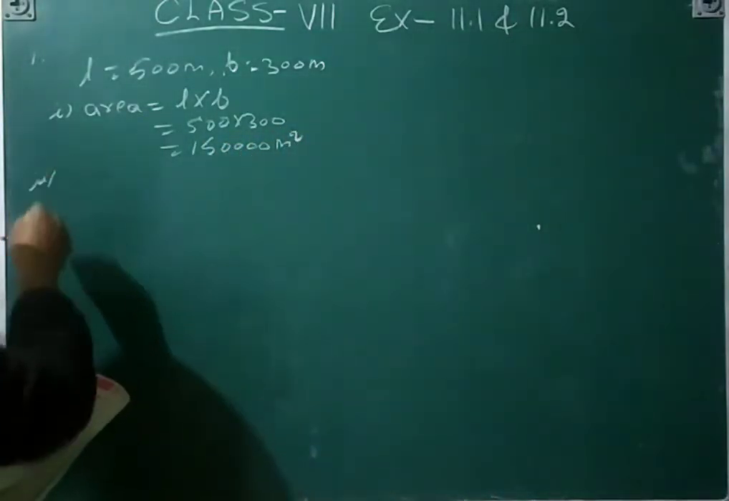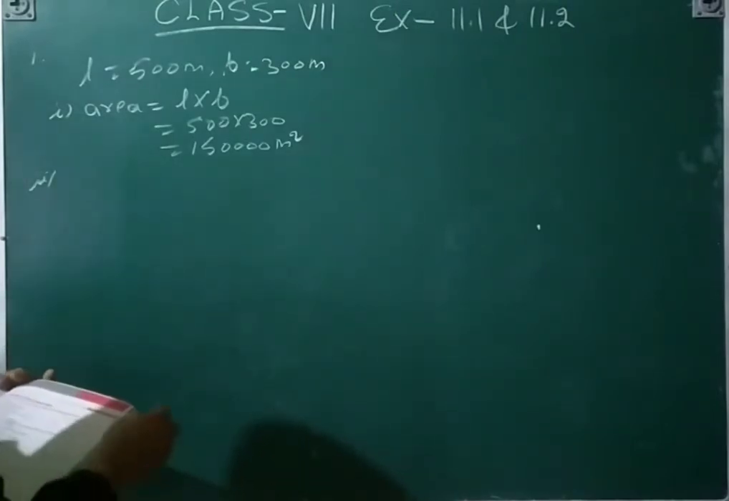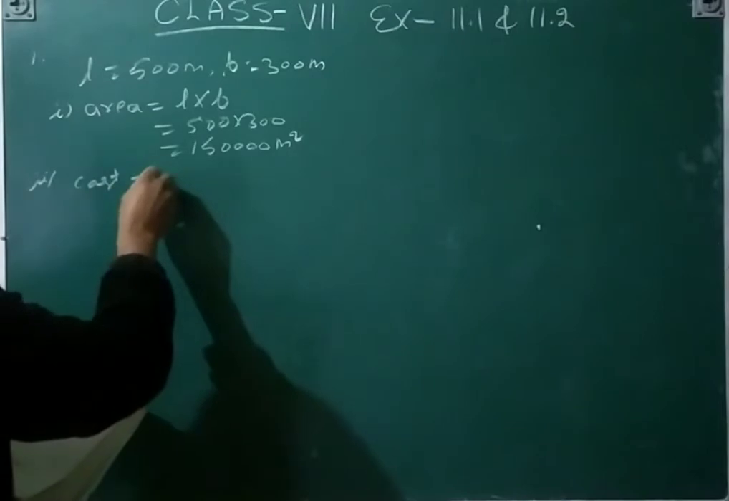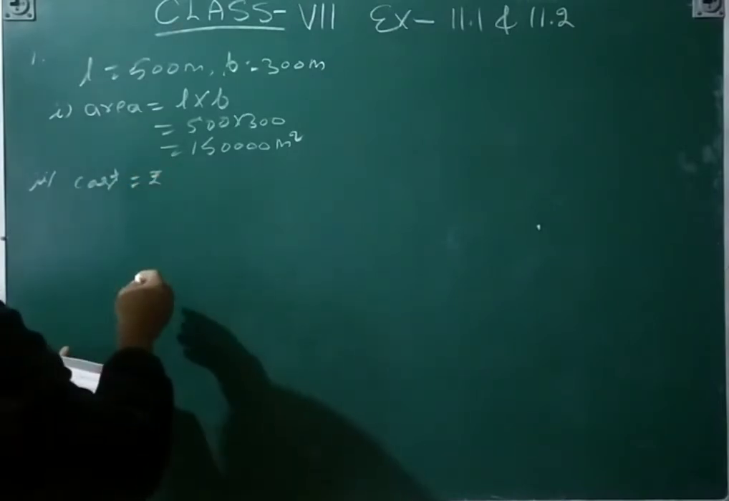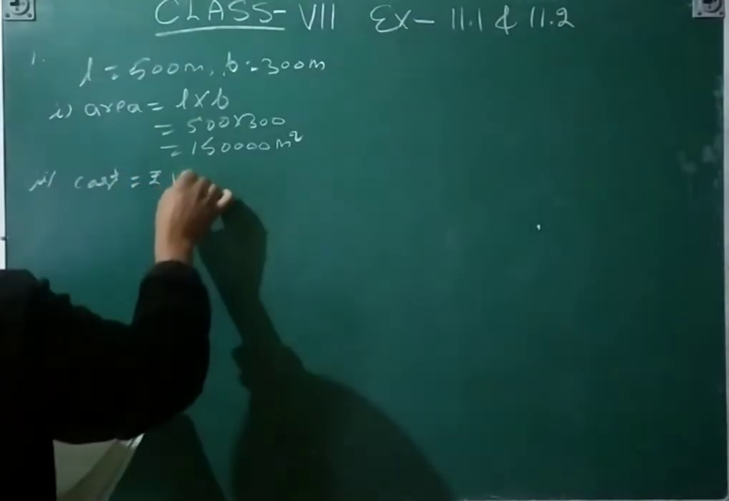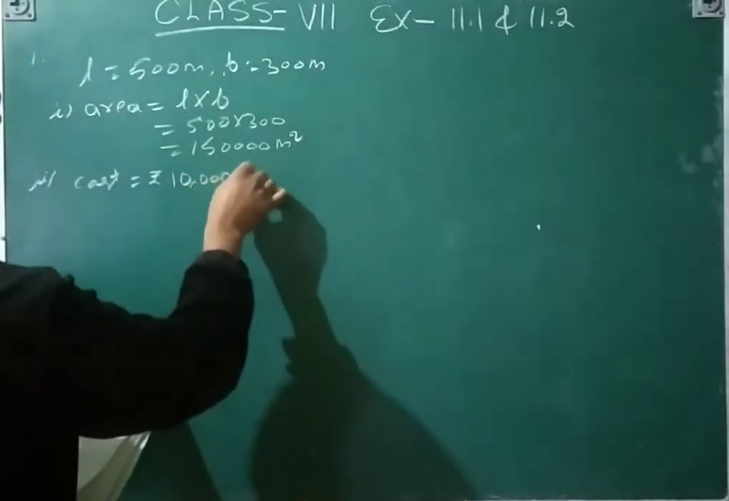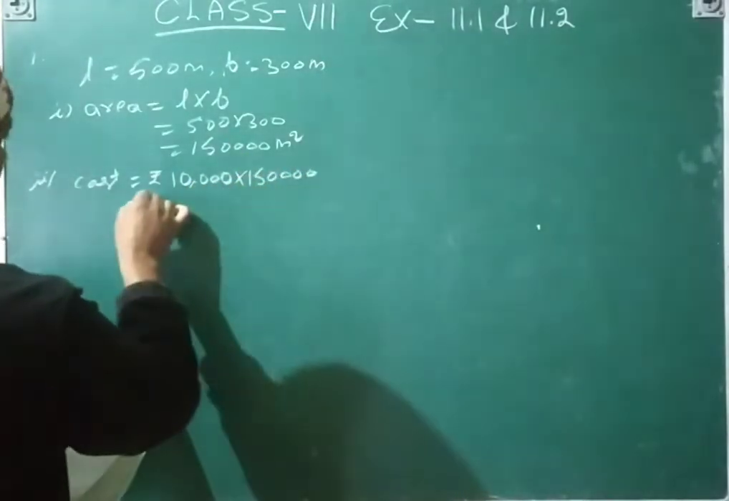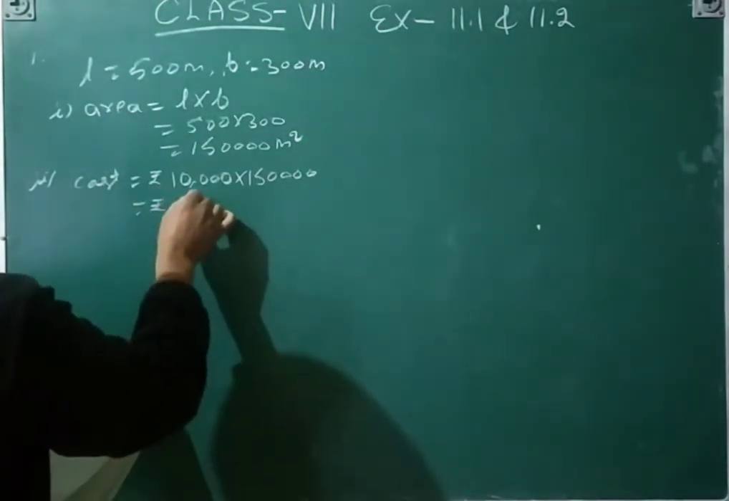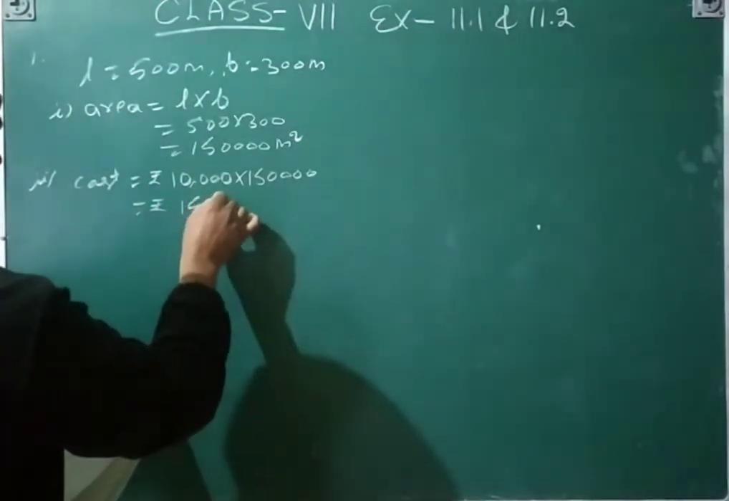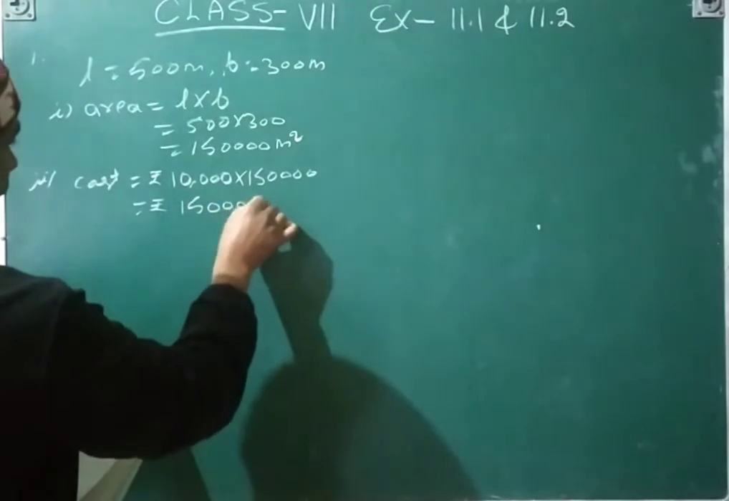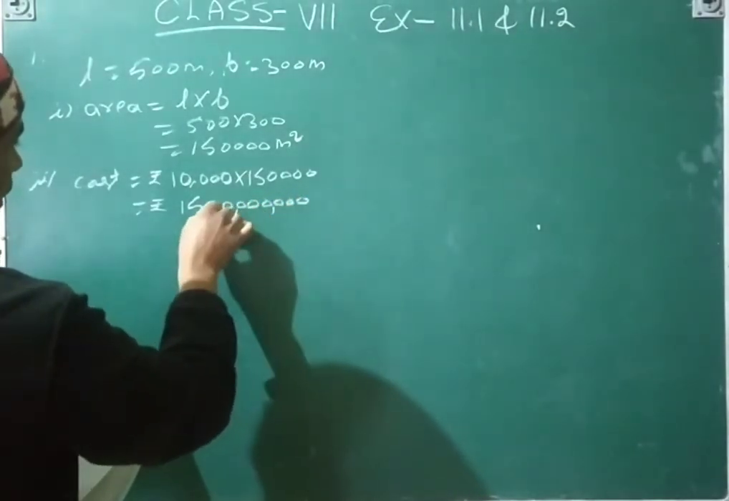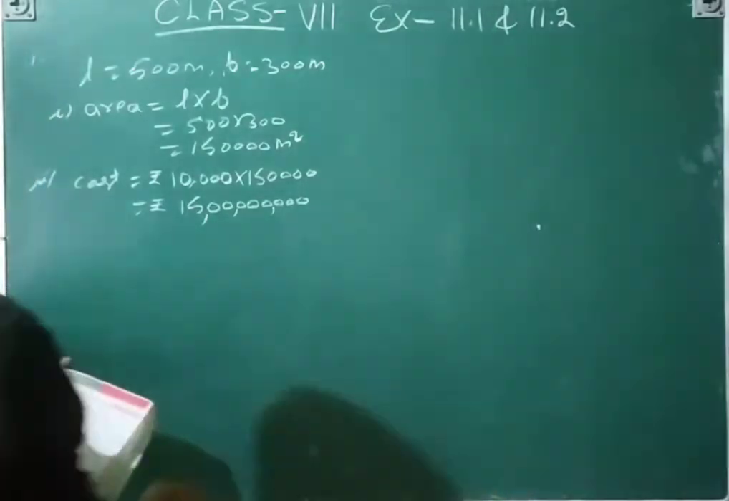And then the second part is cost. So cost is equal to the rupees given here, that is 10,000, multiplied by the area, 15, and then the zeros. So it comes to triple and double rupees.